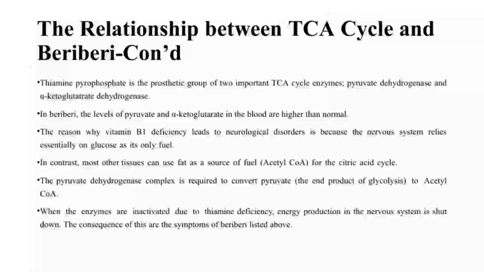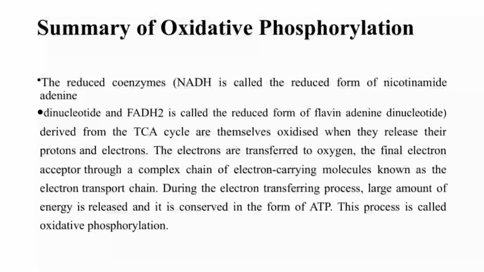Now, let's talk about the reduced coenzymes, NADH and FADH₂. NADH is actually the reduced form of nicotinamide adenine dinucleotide, and FADH₂ is the reduced form of flavin adenine dinucleotide. These coenzymes are generated during the TCA cycle, and their role doesn't end there. Once they carry electrons and protons, they themselves are oxidized, meaning they lose these electrons and protons.